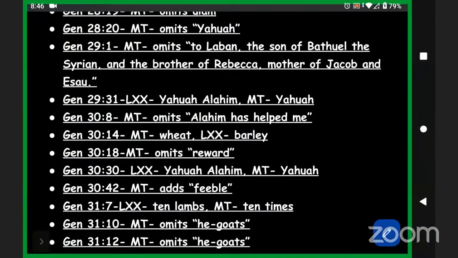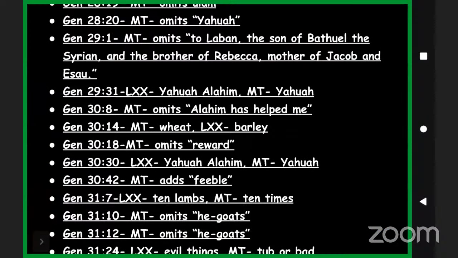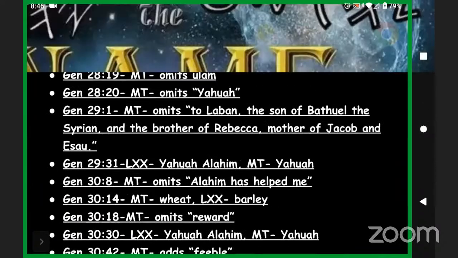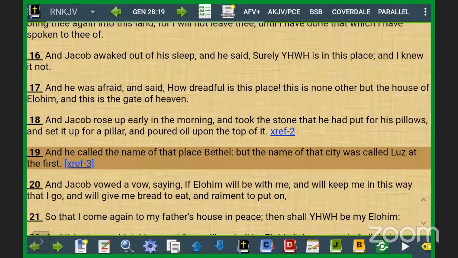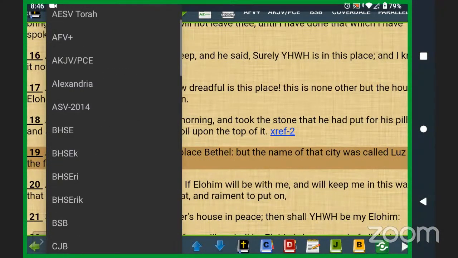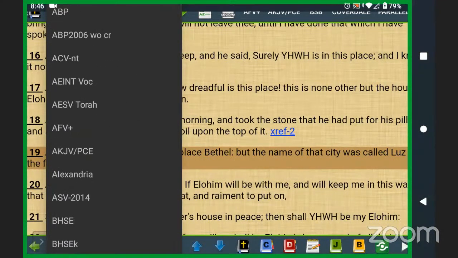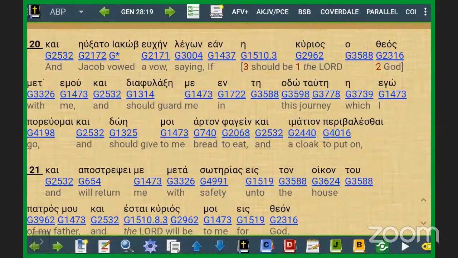Okay, so we're moving on to the next verse here, Genesis 28, verse 20. The Masoretic text omits Yahuwah. I'll show you guys how to find this. It's kind of tricky because the Greek doesn't literally have Yahuwah there. They'll have Kurios there. So a lot of the times you have to go into something like Thayer's lexicon and all that to find it in the Septuagint. So I'll show you guys what I mean here.